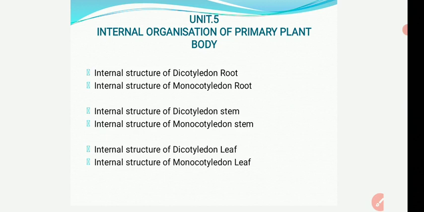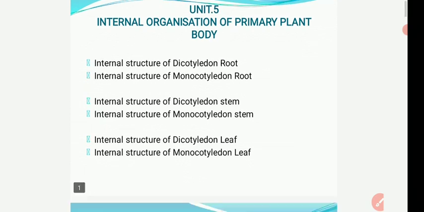Now the epidermis, cortex, endodermis, pericycle etc. are continuous in the two organs, but the arrangement of vascular bundles is quite different in the two organs. The stem possesses collateral vascular bundles with endarch xylem, whereas the root possesses radial vascular bundles with exarch xylem. So let's see in detail the internal structure of dicot and monocot plants, starting with the internal structure of dicotyledon root.